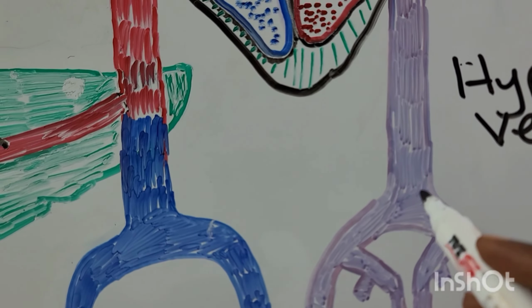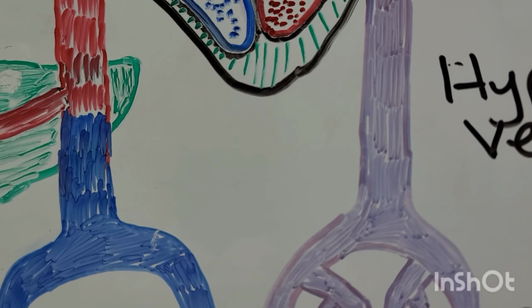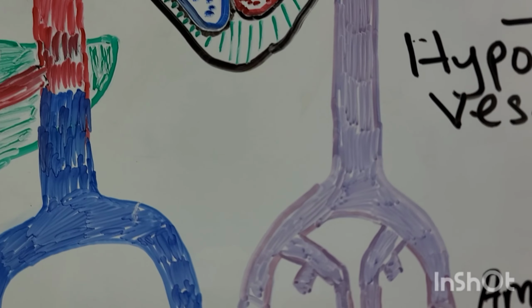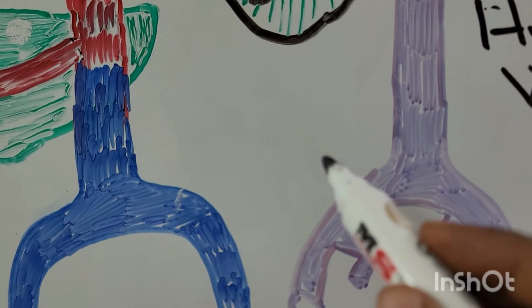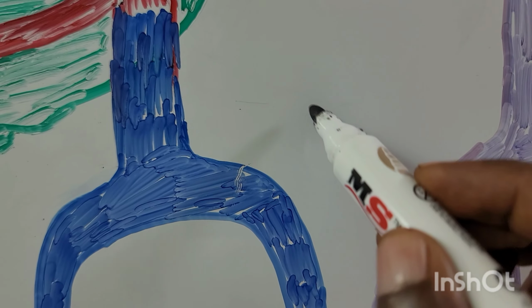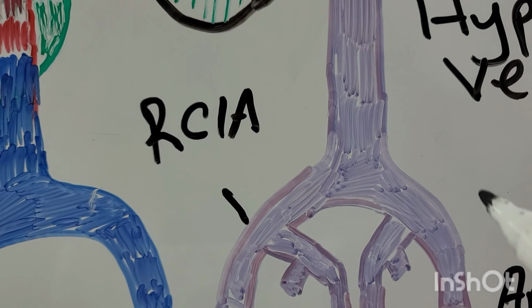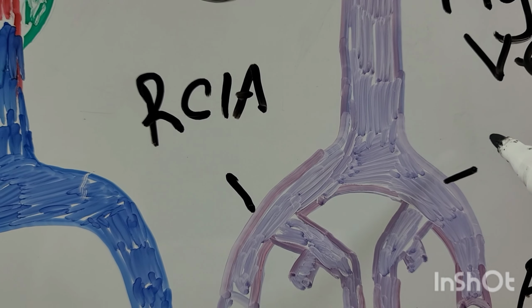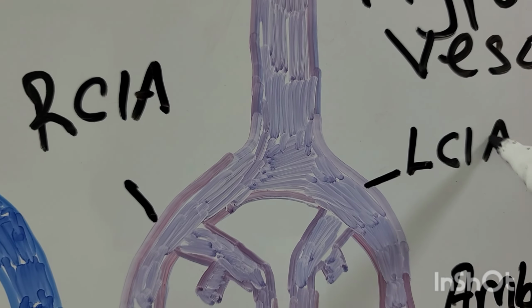Now, when it reaches here, we're going to be having something very beautiful. We're going to be having a bifurcation of the aorta into two common arteries. This one here is going to be the right common iliac artery. And then, of course, this one here is going to be the left common iliac artery.